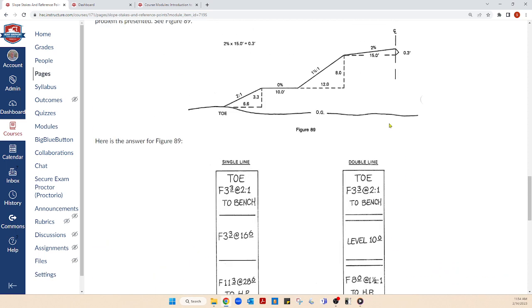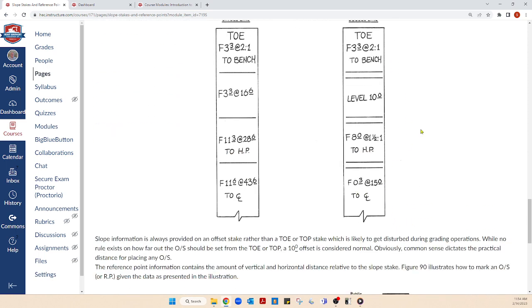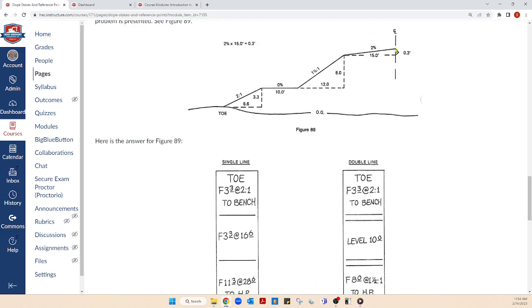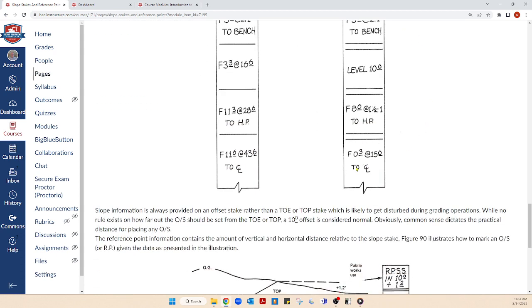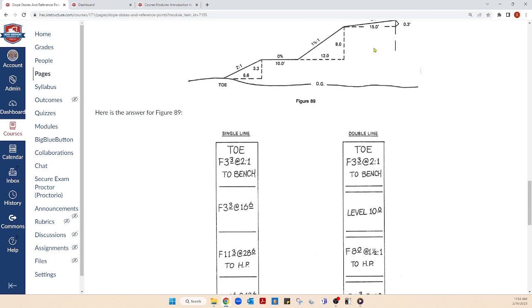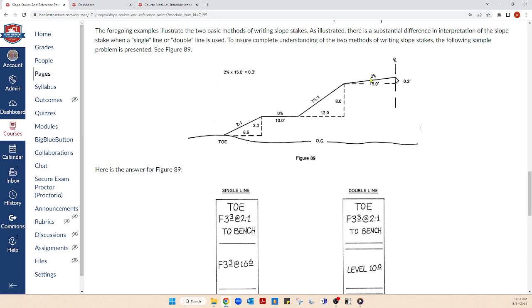So once we're here, it's telling us fill 3/10. There's our 3/10 right there. Put us right there at 15 foot, right there to the center line. And does that give us 2%? 3/10 divided by 15? Yes, that gives us 2%. That's what we wanted. So we got there again.